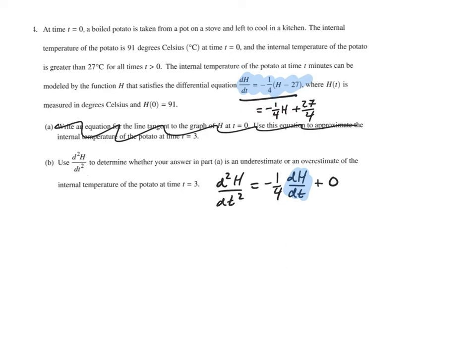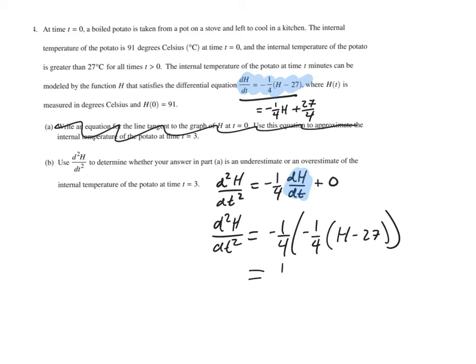So what do I get? Well, I'd get that the second derivative is negative 1/4 times negative 1/4 times h minus 27. Okay, well, negative 1/4 times negative 1/4 is positive 1/16. And that's going to be times h minus 27. So what are we supposed to do with this? We're going to use this to determine whether your answer in part A is an underestimate or an overestimate of the internal temperature of the potato at t equals 3.